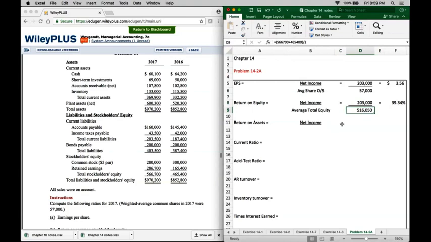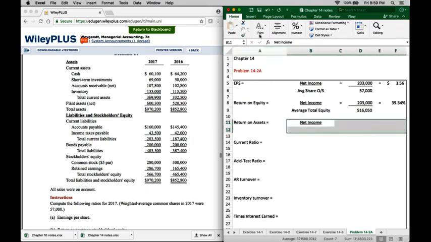So 203 divided by 516,050. Again, that number is calculated from the two total equity numbers that you have: add the two and divide by 2, and that is going to give you your average number. That says return on equity is 39.34.